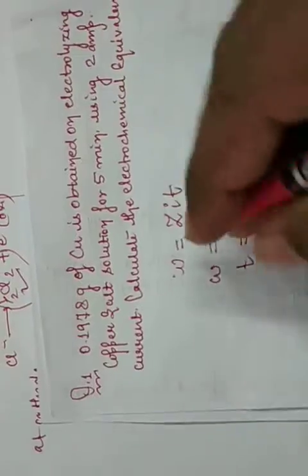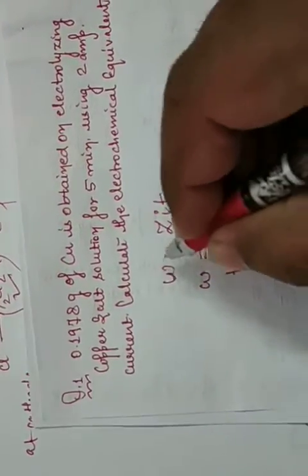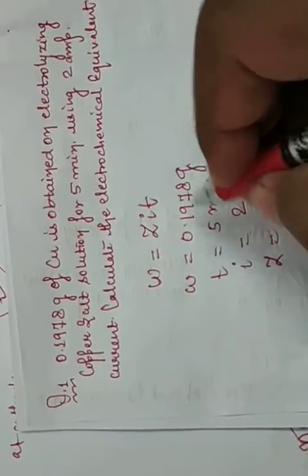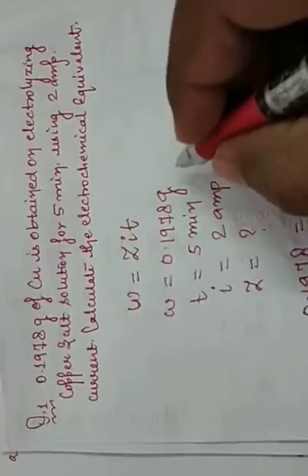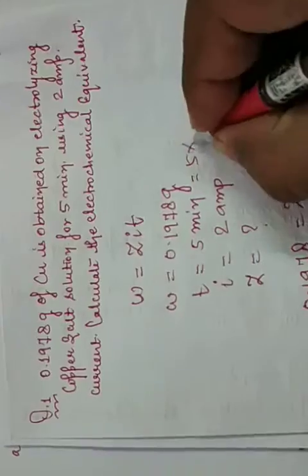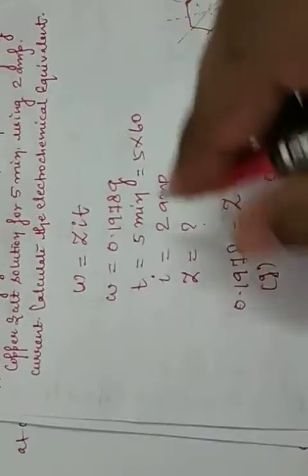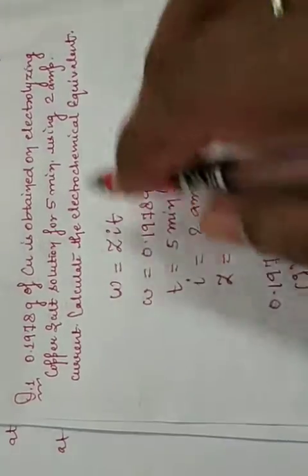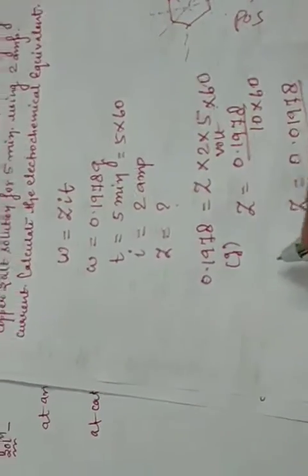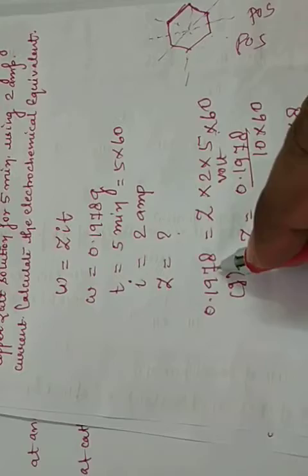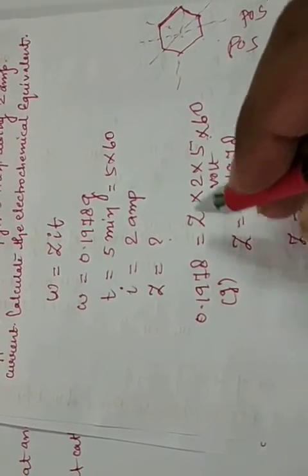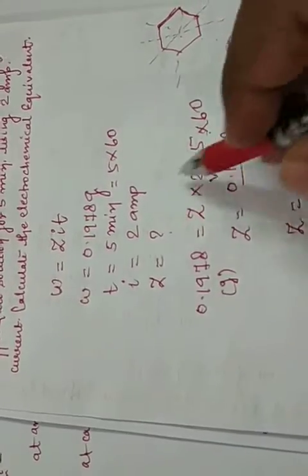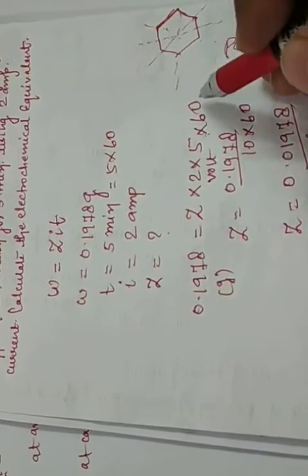So the formula is W = ZIt, where Z is the electrochemical equivalent. W is given, time is given. The 5 minutes, just convert into seconds, 5 into 60. Then I is 2 ampere, and Z is what you have to find, the electrochemical equivalent. So in this case W is 0.1978, I is 2 ampere, and time is 5 into 60.